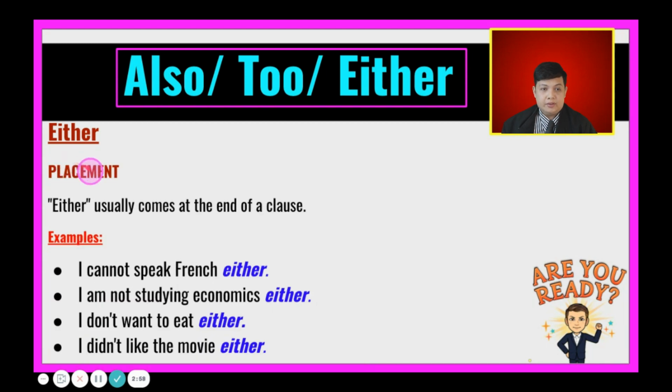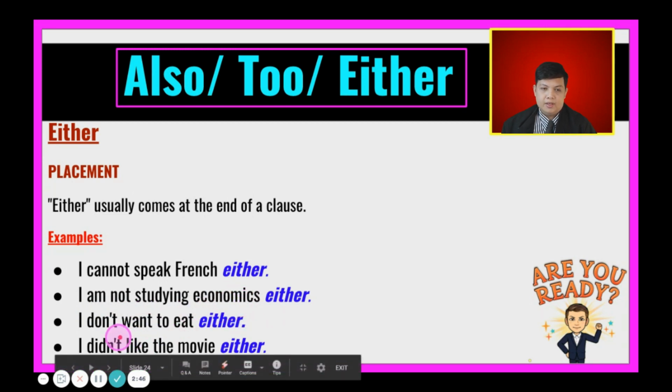Now either usually comes at the end of a clause, like the following examples. I cannot speak French either. I am not studying economics either. I don't want to eat either. I didn't like the movie either.